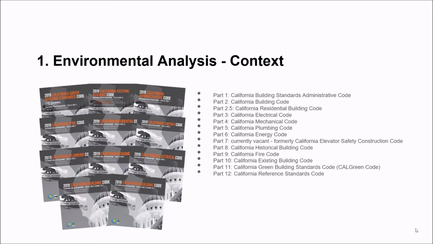Part 1, California Building Standards Administrative Code. Part 2, the California Building Code. This covers a variety of topics from fire life safety to structural design to accessibility for both residential and non-residential. Residential is covered in Part 2.5. Part 3, the California Electrical Code. Part 4, the Mechanical Code. Part 5, the Plumbing Code. Part 6 is the Energy Code. Part 7 we can skip, which is vacant. Part 8, the Historical Building Code. Part 9, the Fire Code. Part 10, the Existing Building Code.